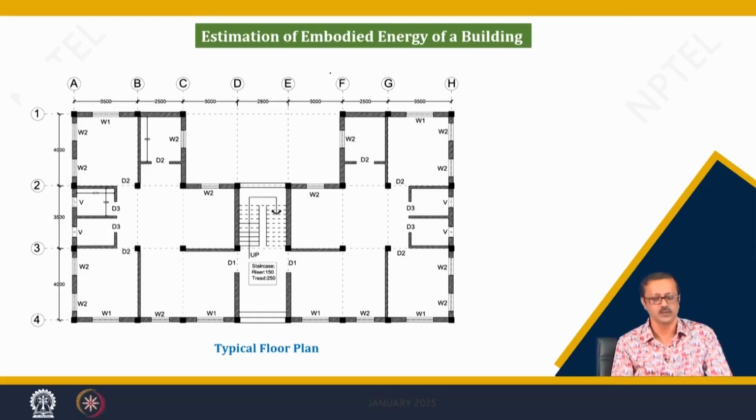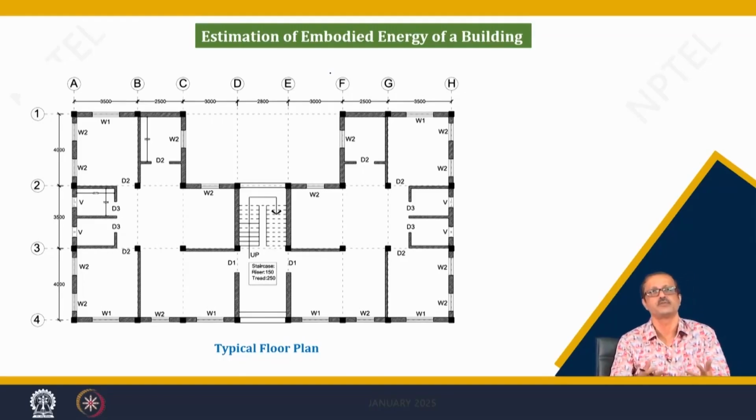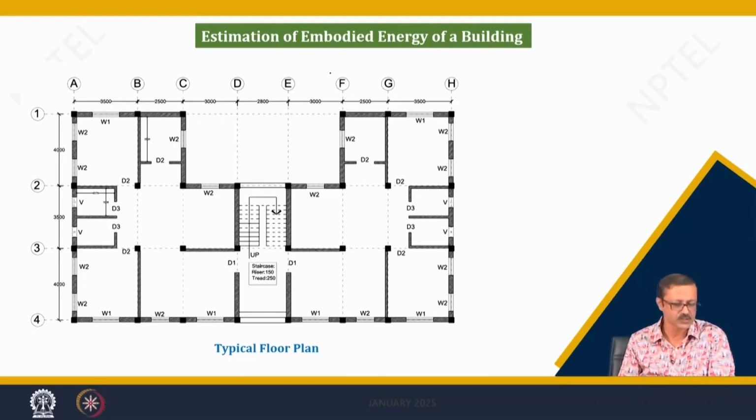So, what will I do? I am going to calculate the energy footprint of this building, except the central part. I will only do the two housing parts, from grid A to grid D and grid E to grid H. Between grids D and E is a staircase, and I am not going to take that for my calculation, because it will take a little bit longer. I want to give you a glimpse of how this calculation is going to happen.